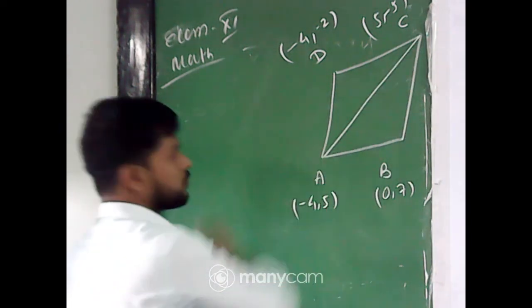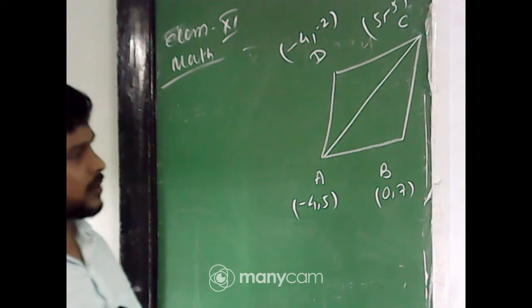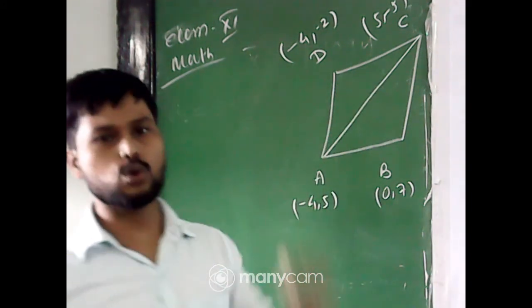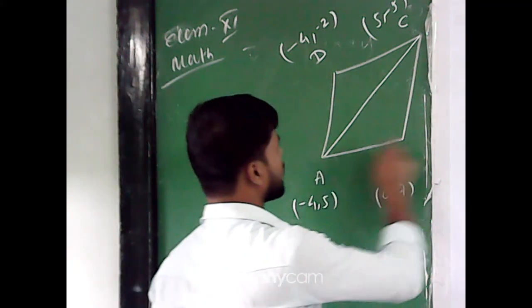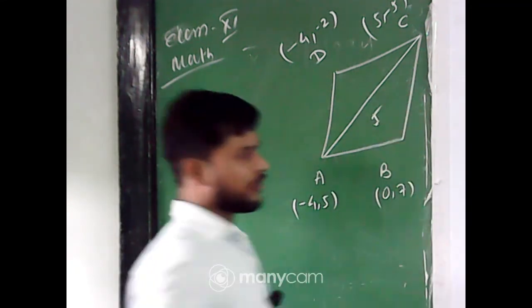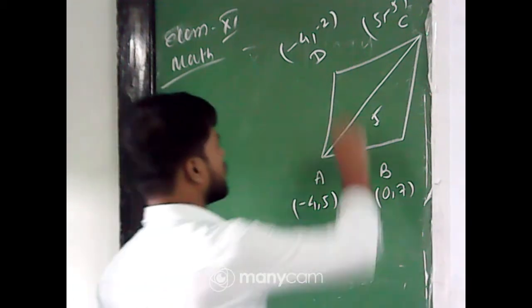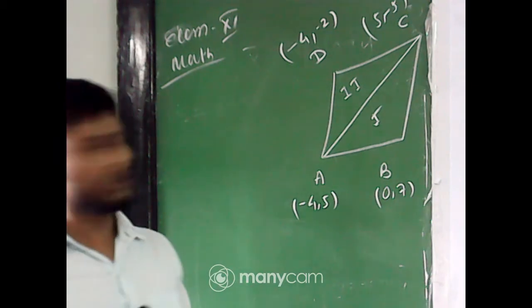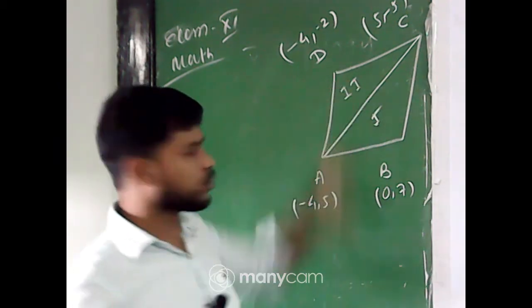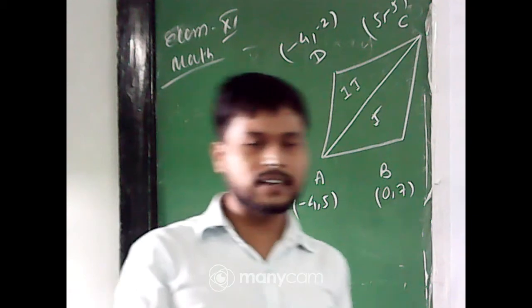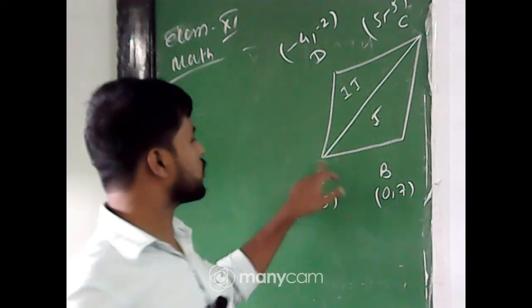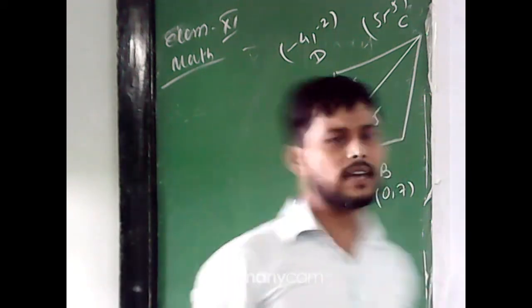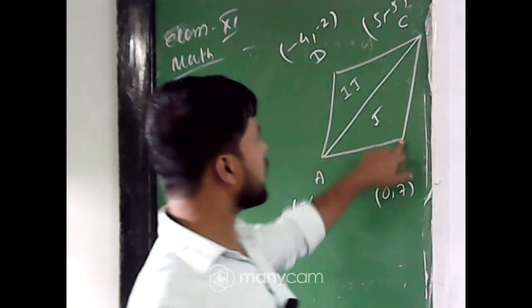Join this diagonal. After joining this diagonal, you can see that the total quadrilateral is now divided into two triangles. One triangle is triangle ABC, and another triangle is triangle ACD. Individually we'll calculate the area of these two triangles and then add them. Now the question is how to find the area of this triangle ABC.